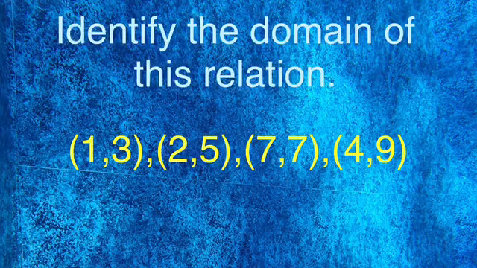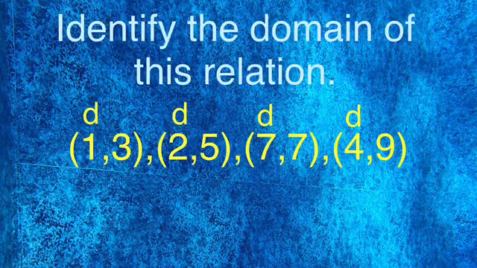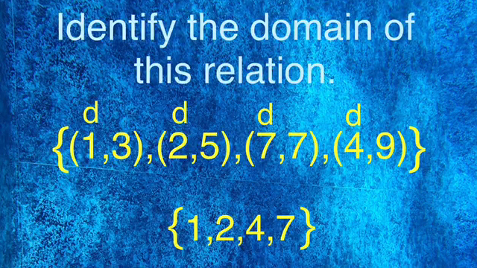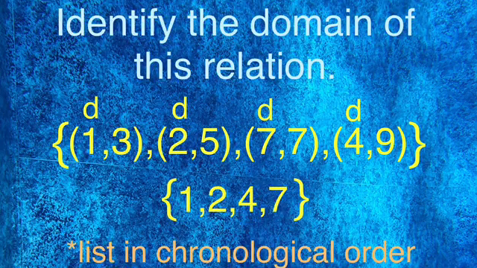I want you to identify the domain of this set of ordered pairs. Since the domain is the same as the X value, all I need to identify is the first number in each ordered pair. So the domain in this relation is 1, 2, 4, and 7. You may have noticed that in the set of ordered pairs, the domain of 7 comes before the domain of 4. However, I listed the 4 before the 7. This is because when we list the domain, we list it in order from least to greatest.